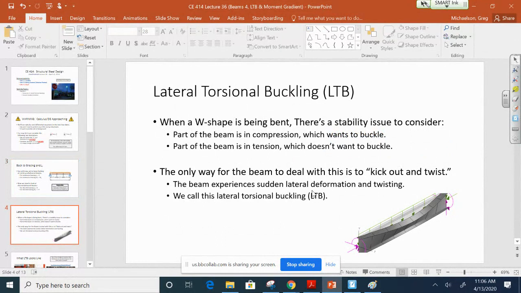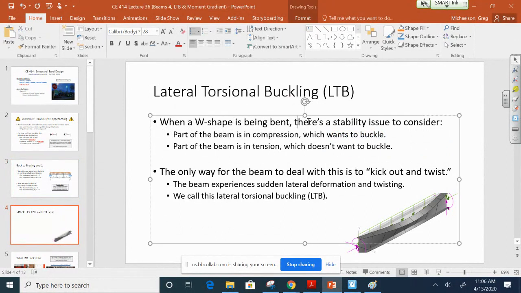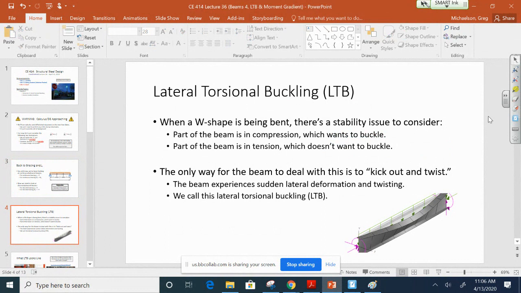Whenever you have a W shape that's being bent, there's a stability issue to consider. I got a typo there. There's a stability issue to consider. Part of the beam's in compression and part of the beam's in tension, right? You take a beam and you bend it in smiley face bending, the top's in compression, the bottom's in tension. Whenever something's in compression, it wants to buckle, okay?